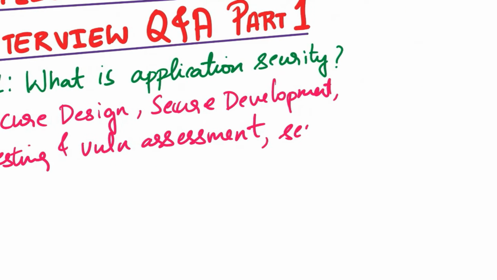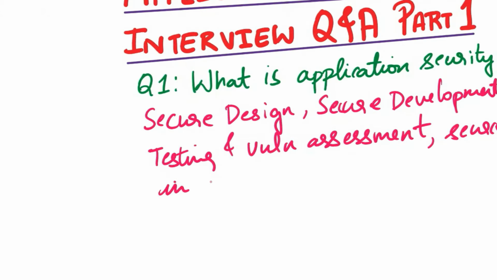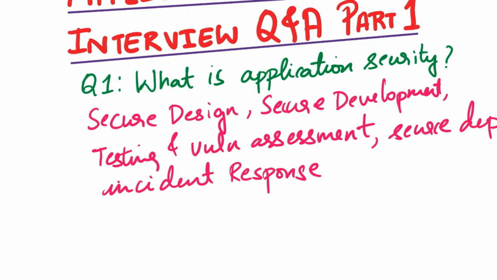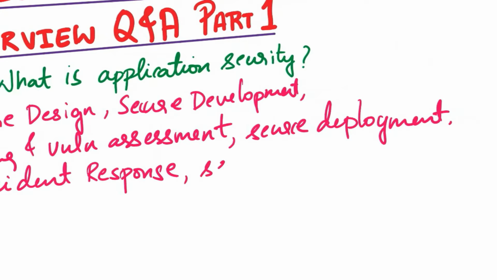Next one is secure deployment. That is ensuring that applications are securely deployed, configured, and monitored in production environments. Next one is incident response. That's having a plan in place to respond to security incidents such as data breaches or application vulnerabilities. Next one, secure supply chain. This is ensuring the security of third-party components, libraries, and dependencies used in the application.